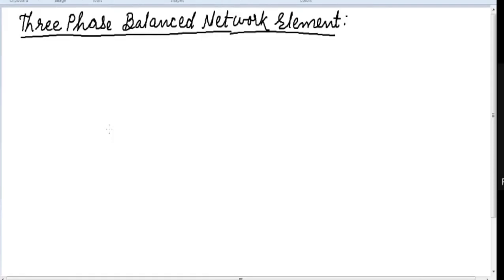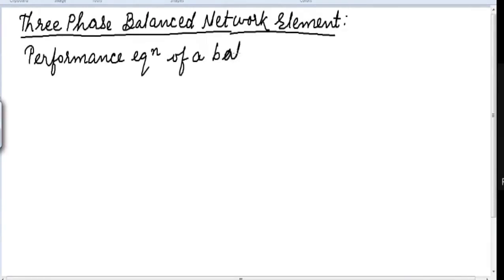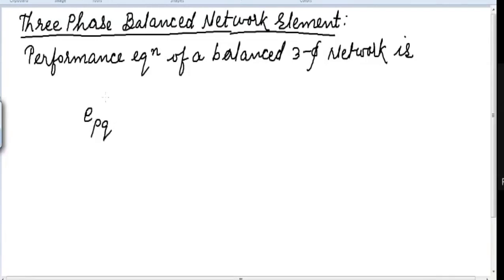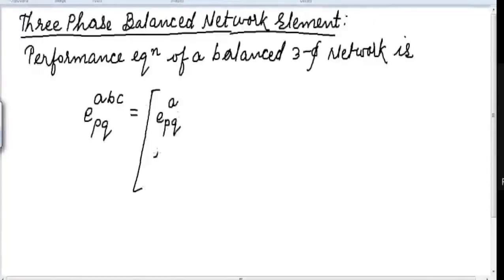So how can we write the performance equation? Let me write here the performance equation of a balanced three-phase network. Let me write the equation. We can write it in this way: EPQ ABC is equal to EPQA, EPQB, EPQC.